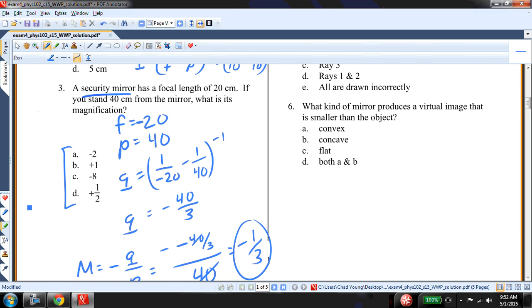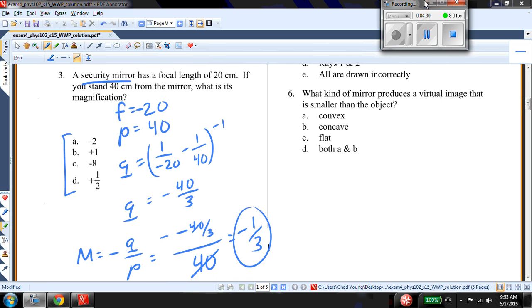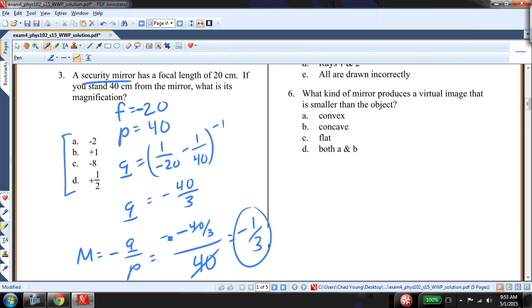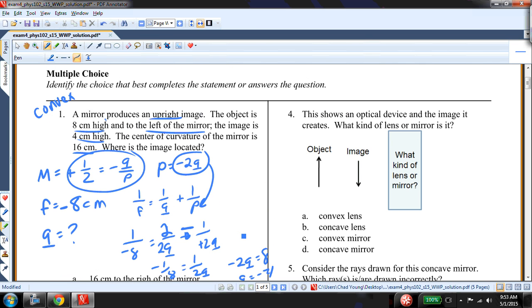No, wait, that's not right. Hold on, give me a second. I will check this. I'm sorry, yeah, this is right. This should be positive 1/3. Okay, so number 3. Number 4, this shows an optical device and the image it creates.